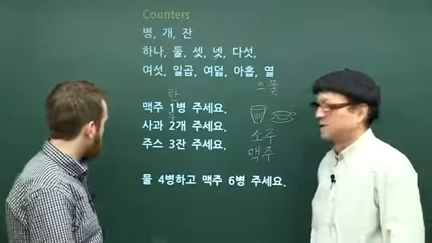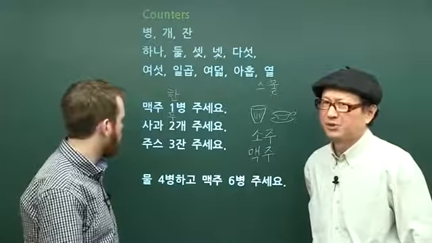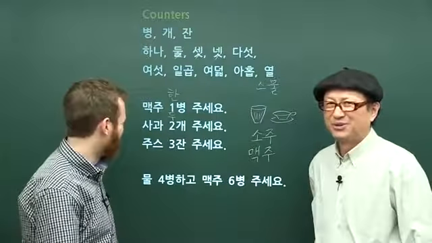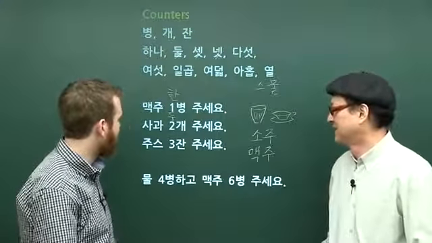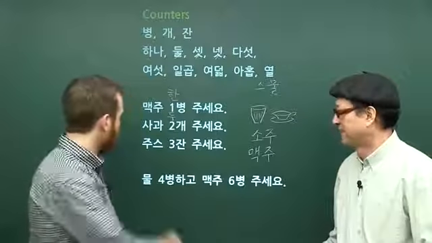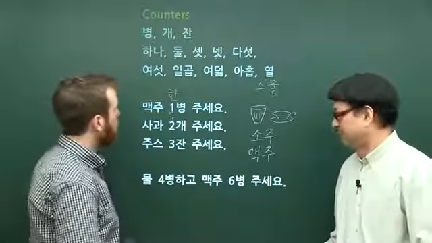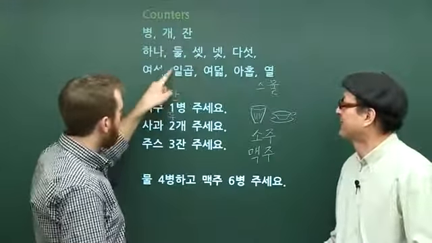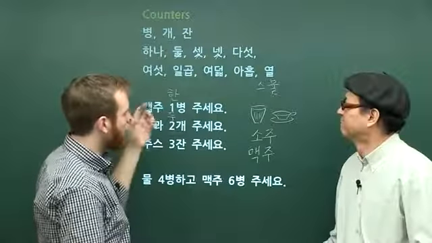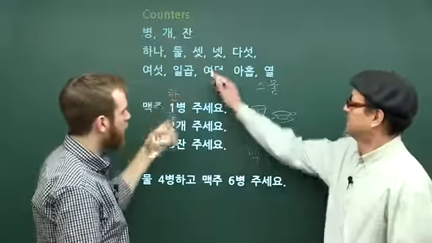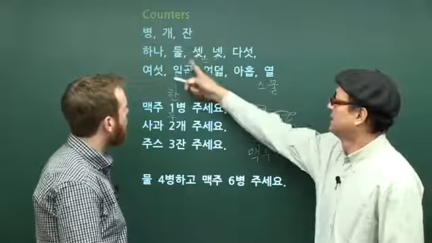And the last one? 주스 3잔 주세요. So asking for 3 glasses of juice. 주스 세 잔 주세요. Same thing, I cut off this kind of T or D ending. 셋 becomes 세, and 넷 becomes 네.